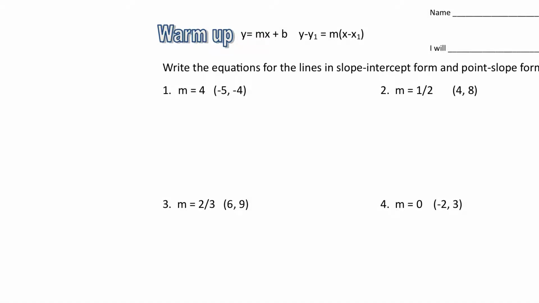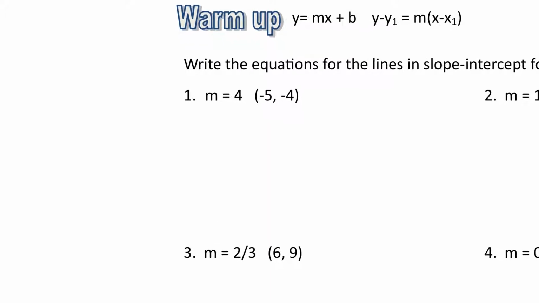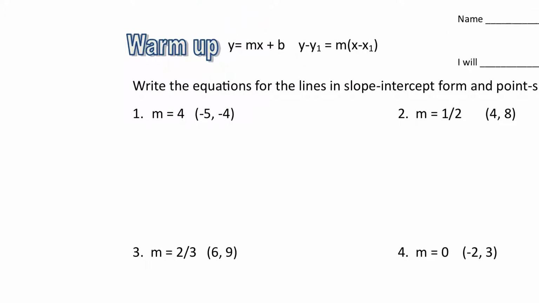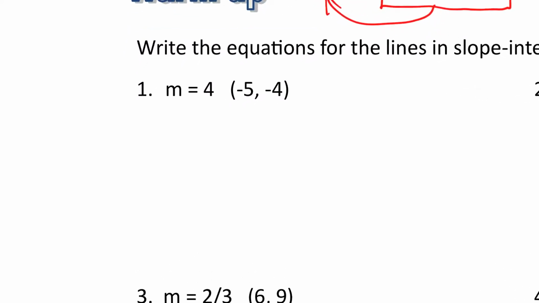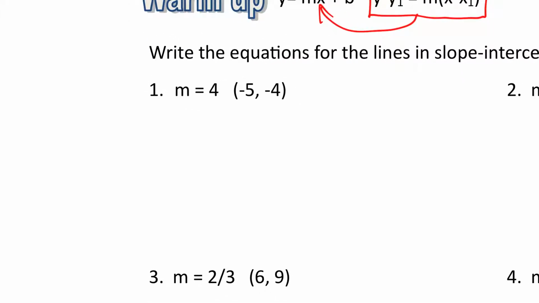Okay, so looking at the warm-up. What we're doing is you're given the slope and a point on the line. So you're going to start off by putting it into point slope, and then from there we're going to convert it into y-intercepts, or the slope intercepts. So if I put this into point slope, what's it going to look like?